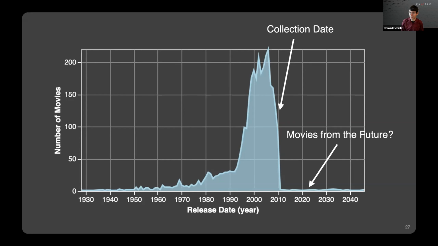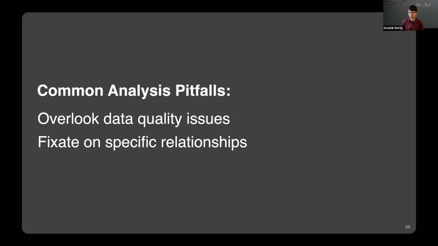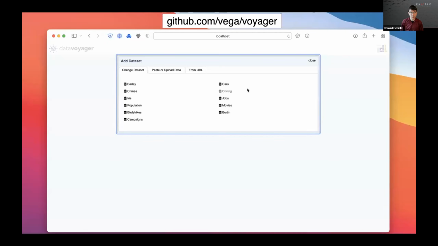And so the lesson here is that there are a lot of common data analysis pitfalls, and we have to make sure that we look at our data and test our assumptions before we go into further analysis. And visualization can really help us there. And it can help us to recognize and overcome common analysis pitfalls like overlooking data quality issues, or fixating on specific relationships, or other cognitive biases. We've built a tool called Voyager to address these common issues and kind of encode best practices in it.